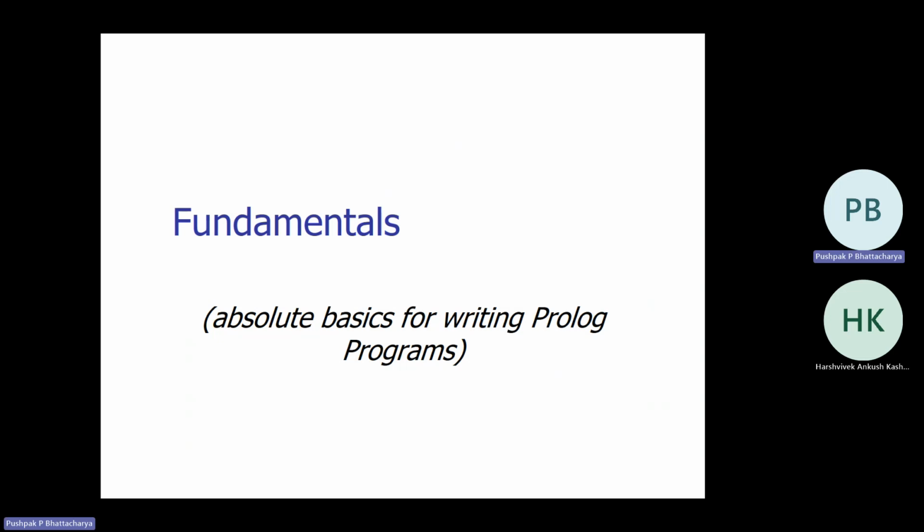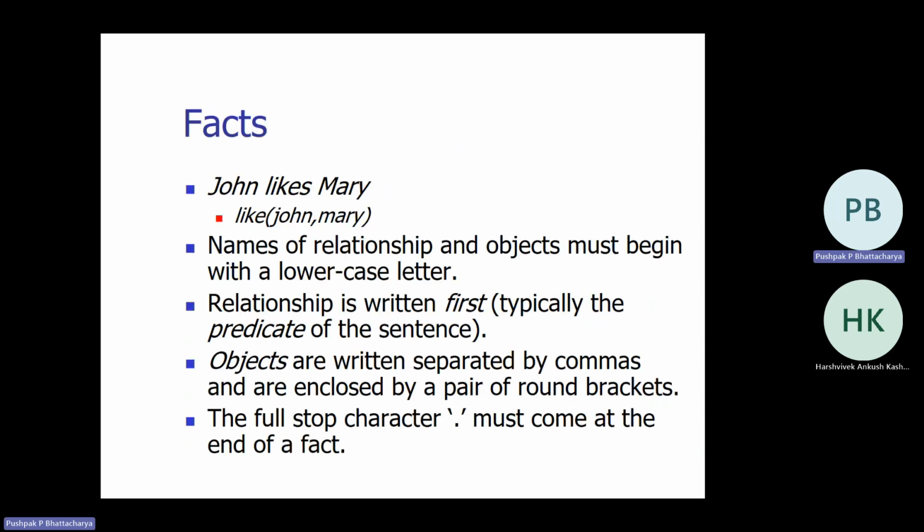So some fundamentals are the following. First, Prolog was inspired by natural language and logic: how to capture logic in natural language. So John likes Mary is represented by a predicate like(john, mary). Names of relationships and objects must begin with a lowercase letter. The relationship is written first, typically the predicate of the sentence, and objects are written separated by commas and enclosed by a pair of round brackets, as you can see here.